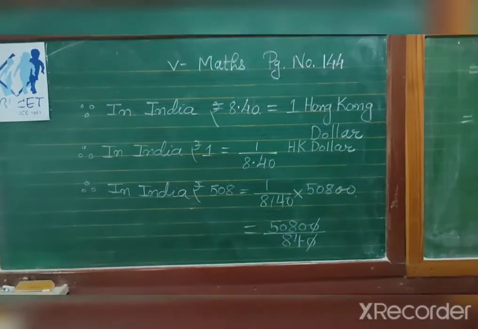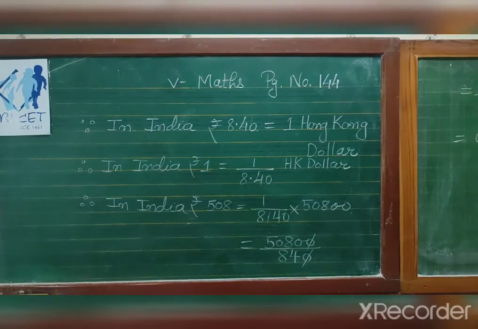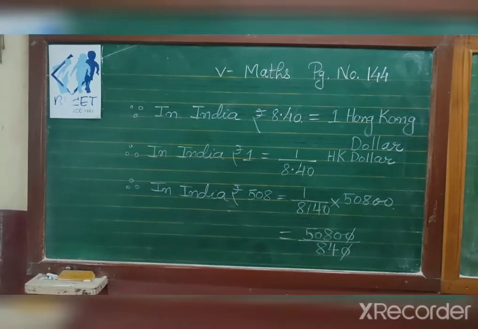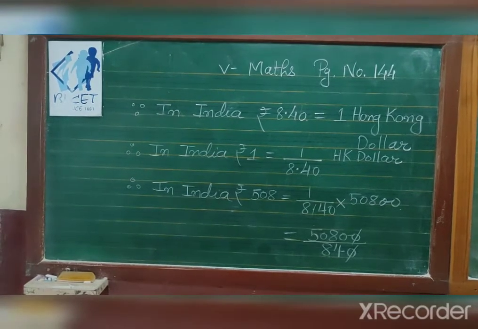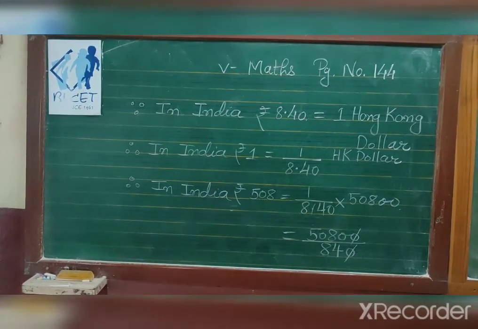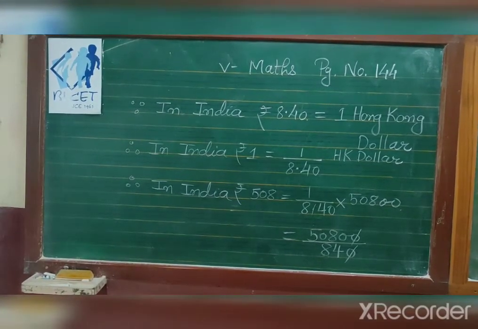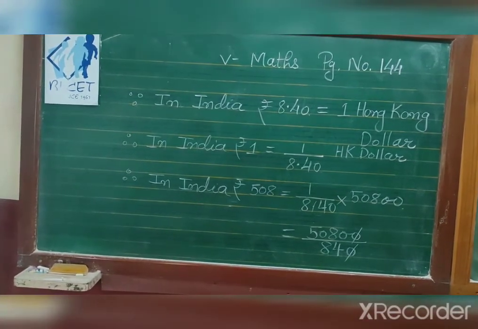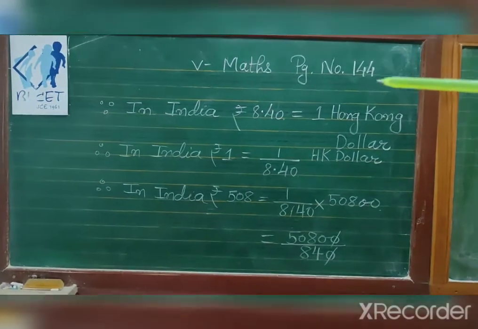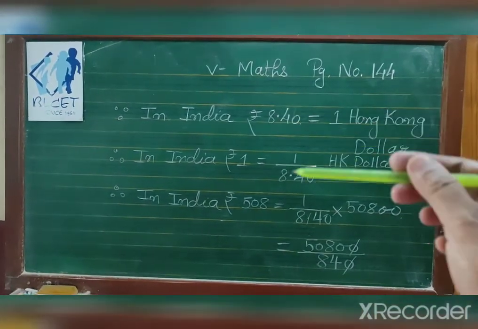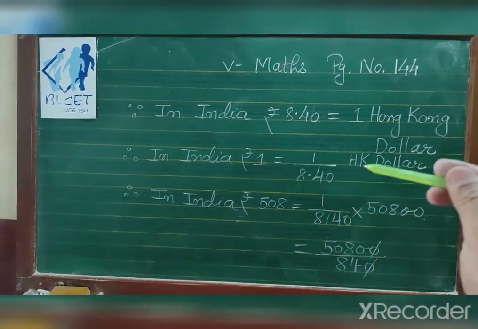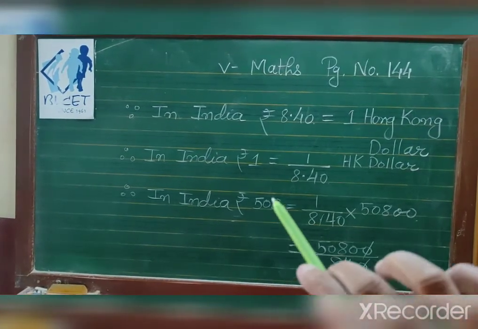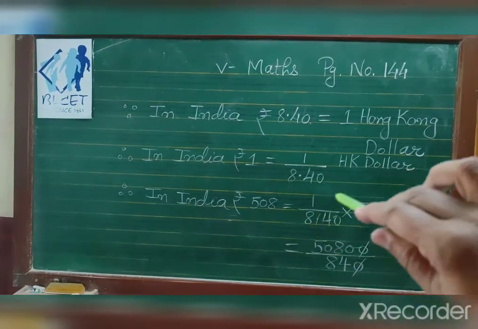We have to change rupees from India into Hong Kong dollars, rupees 508. Now in India, rupees 8.40 is equal to 1 Hong Kong dollar. So in India, rupees 1 is equal to, this number you take in the numerator, this you take in the denominator, and for multiplication, that means numerator, no need to write, you can neglect. In India, rupees 508, same we will multiply in this value.